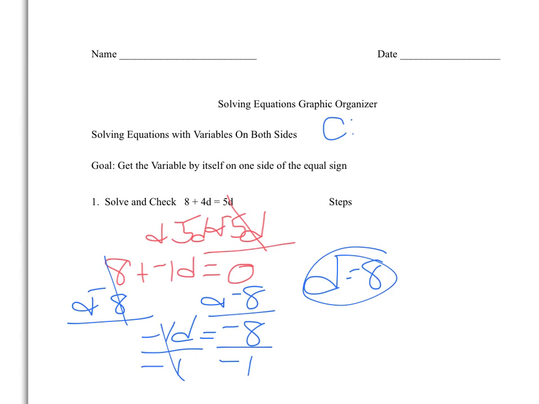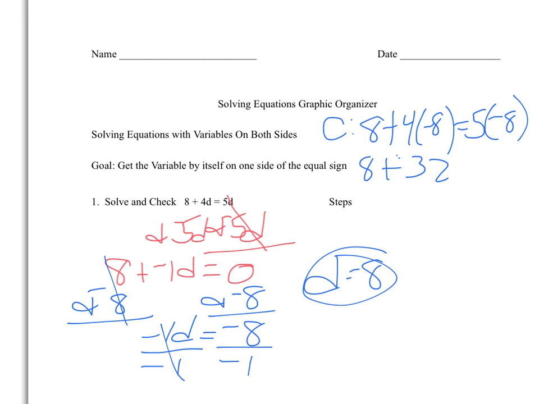Again, we also always need to check. Everywhere we see d, we're going to plug in negative 8. So 8 plus 4 times negative 8 equals 5 times negative 8. Order of operations says we need to do our multiplication first. 4 times negative 8 is negative 32, and 5 times negative 8 is negative 40. And as you notice, 8 plus negative 32 is not going to give me negative 40.